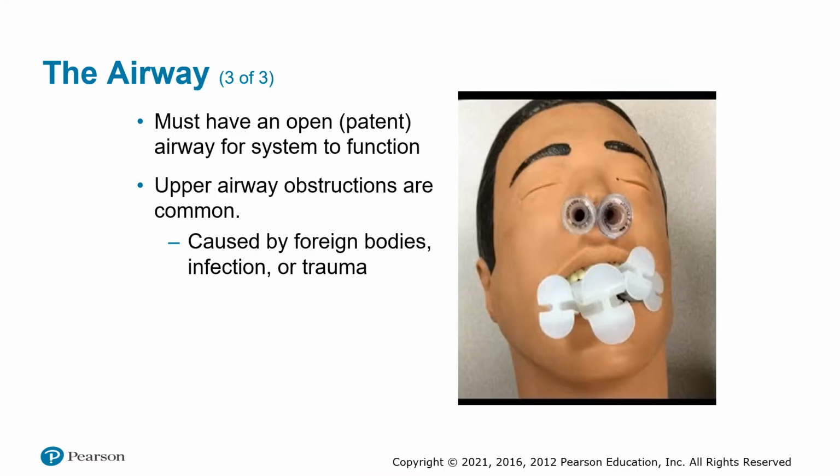The airway, you have to have an open or patent airway for the system to function properly. If you don't have an open and patent airway, you don't have breathing. If you don't have breathing, you don't have oxygen. If you don't have oxygen, you don't have oxygenated blood to go around to the body. If you don't, the cells begin to die, and they accumulate that waste. So upper airway obstructions are common, typically caused by foreign bodies, infection, or trauma.